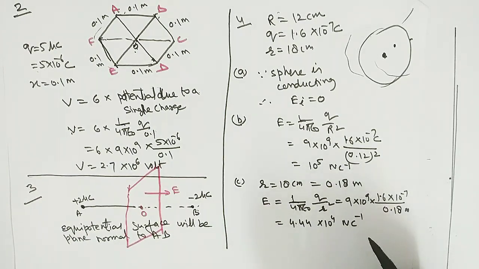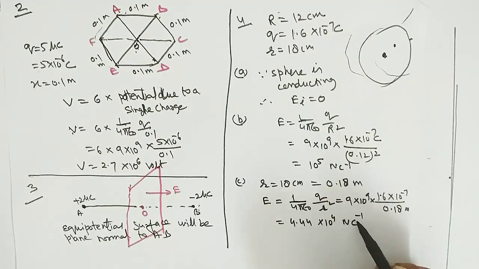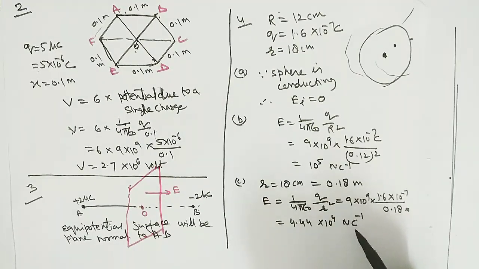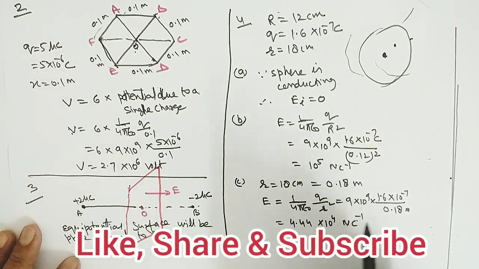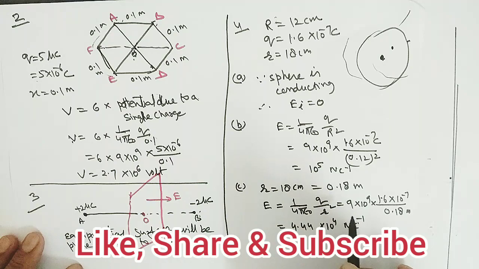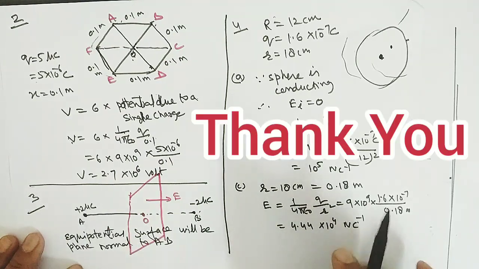So these are the questions related to the electric potential, and the rest of the questions of this exercise, question number 5 to 11, are related to the electrical capacitance, which will be discussed in the next video.